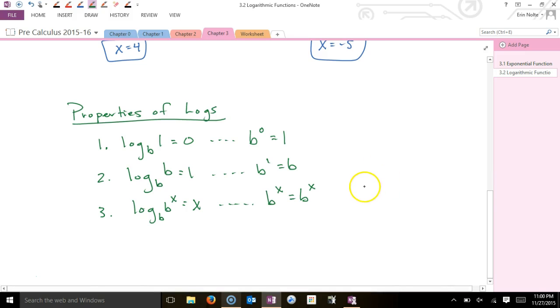How about if I have 2 to the 10th, and that's equal to 2 to the what? Well, that would be the log of base 2 of 2 to the 10th. That's what it would look like. So the 2's would go away and you would be equal to 10.